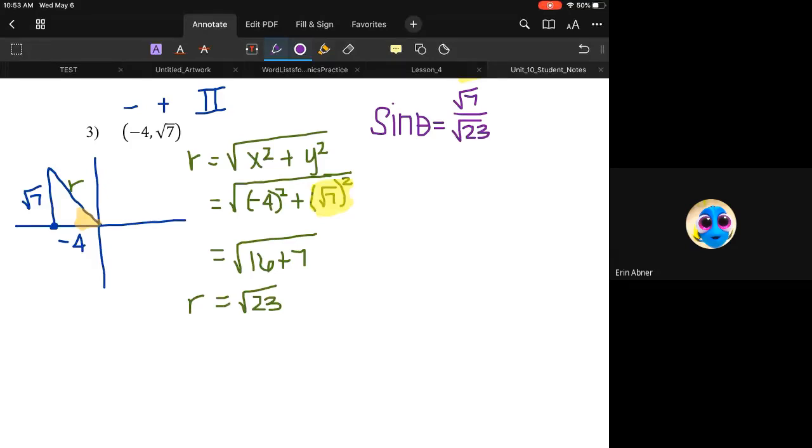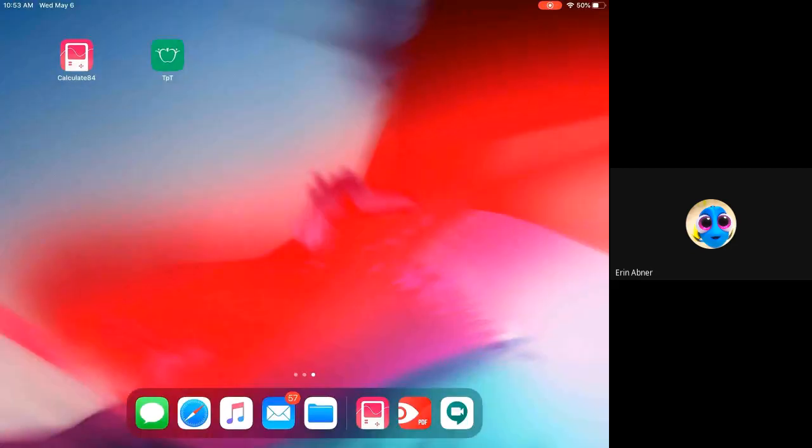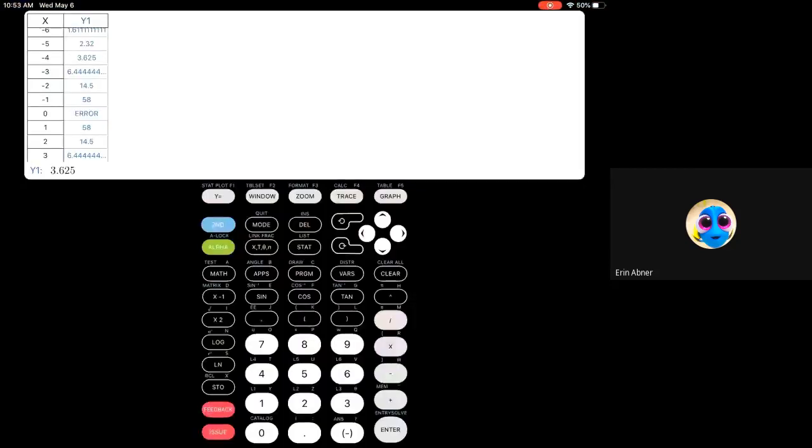Okay, that means I have to rationalize my denominator, so multiply the top and the bottom by the square root of 23, which is going to leave me with 7 times 23 is 161. So I have the square root of 161 over 23. You can check to see if the square root of 161 is something that you can simplify.